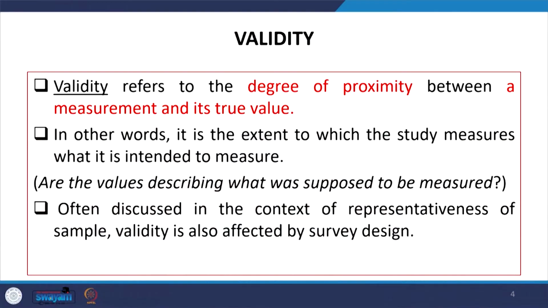This also explains the extent to which the study measures what it is intended to measure. Are the values describing what was supposed to be measured? Often discussed in the context of representativeness of the sample, validity is also reflected by survey design. If your survey design is apt, then there are high chances of getting validity, that is, a true representative value.